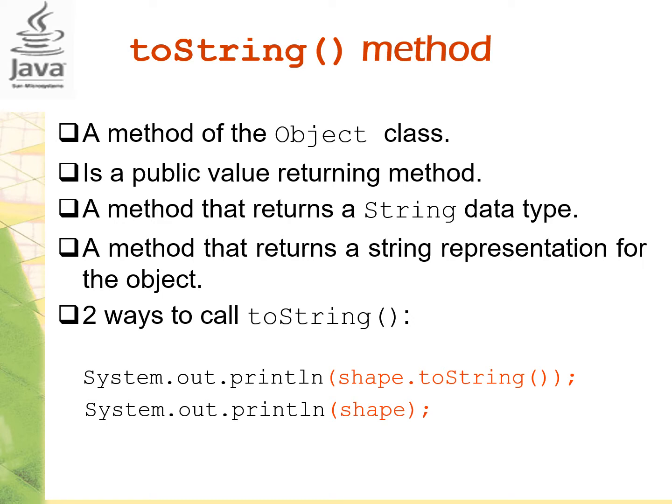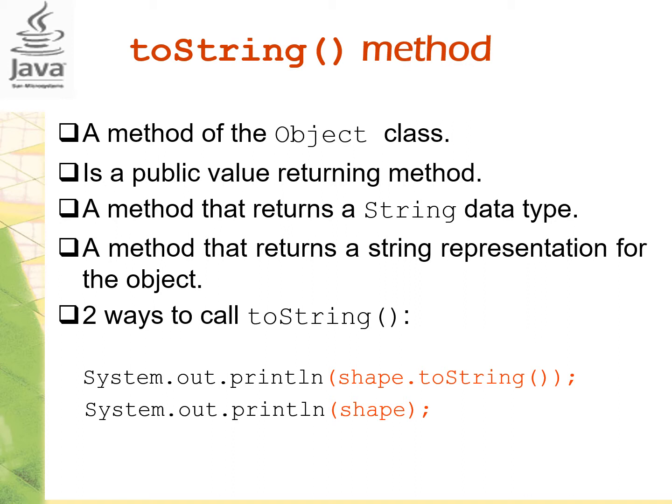Originally this toString method is actually from the Object class. You can call this a method that returns a string. It's a method whose return type is a string. There are two ways on how to call the toString method.